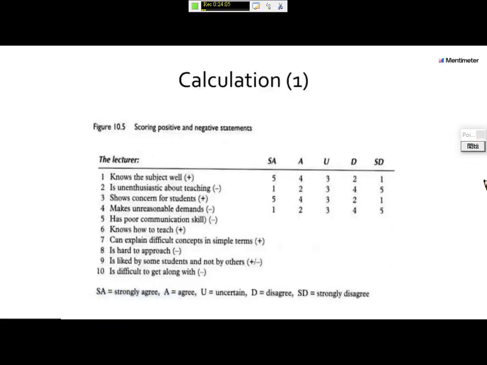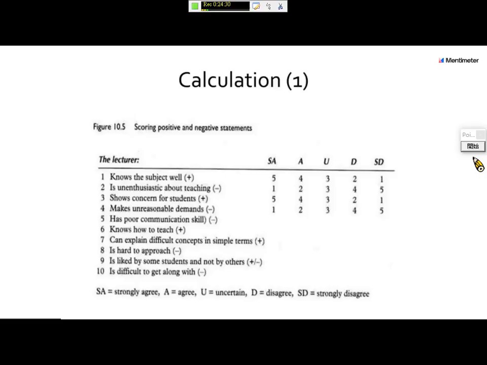Okay. And now let's talk about calculation. Here, I only give you a very small idea. You don't really need to do the calculation. But when you code your data, you need to know how to assign them the correct number.